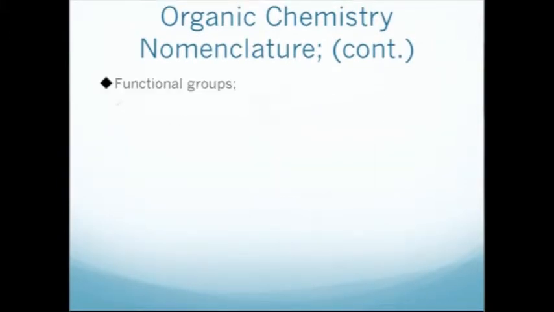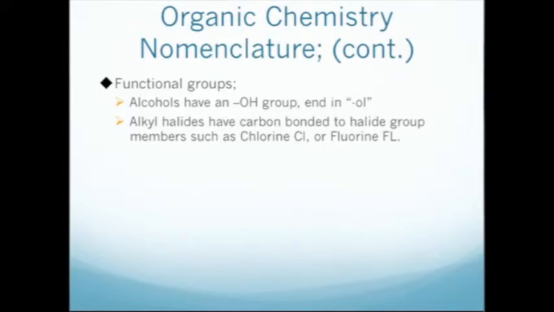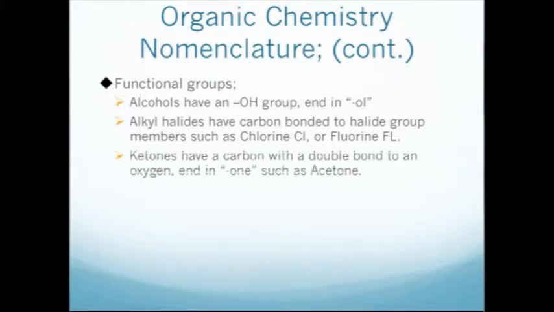Functional groups. Alcohols have an OH group and they end in OL. Alkyl halides have a carbon bonded to a halide group, members such as chlorine or fluorine. Ketones have a carbon with a double bond to an oxygen. They end in ONE, such as acetone.